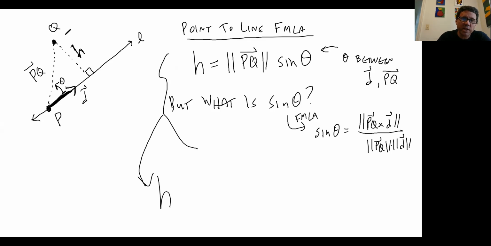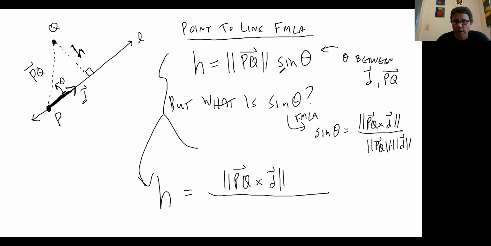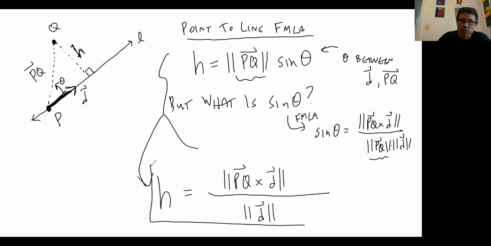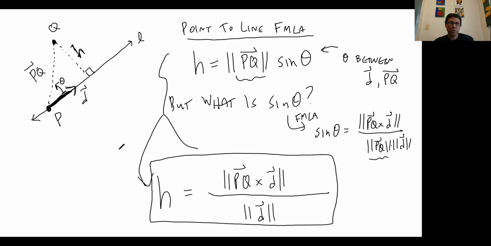The distance from any point to a nearby line is just, well, let's stick that in. What happens if we stick in sine? The top will be the length of PQ cross D. And then what else do I have? I've got PQ on the top, but I have PQ on the bottom as well. So when I stick that sine in, that PQ length and that PQ length will cancel each other out. And all I'm going to be left with is the length of D. And so that's a pretty simple formula. If you knew D and P and Q, boom, you can find the distance from there.